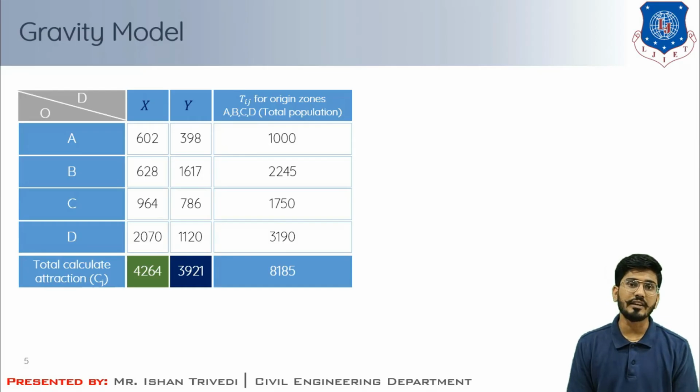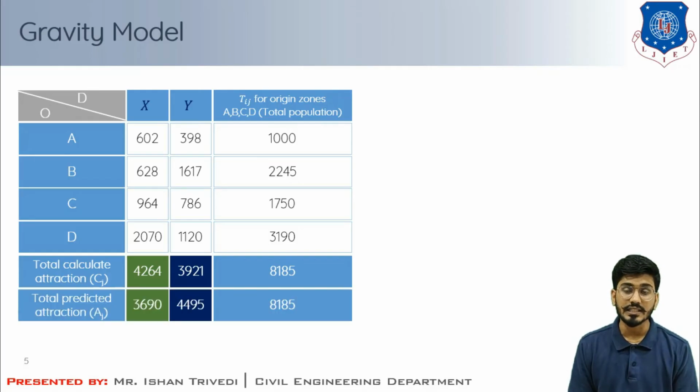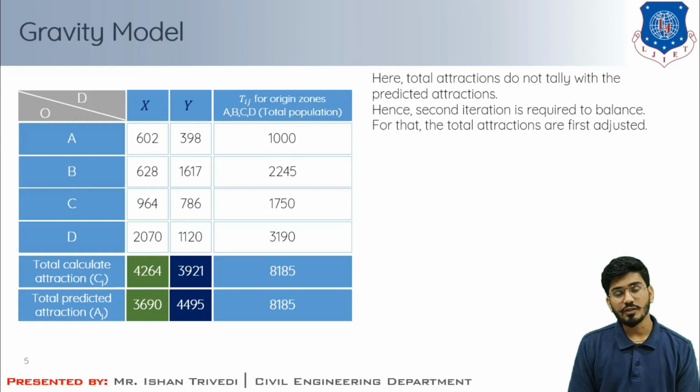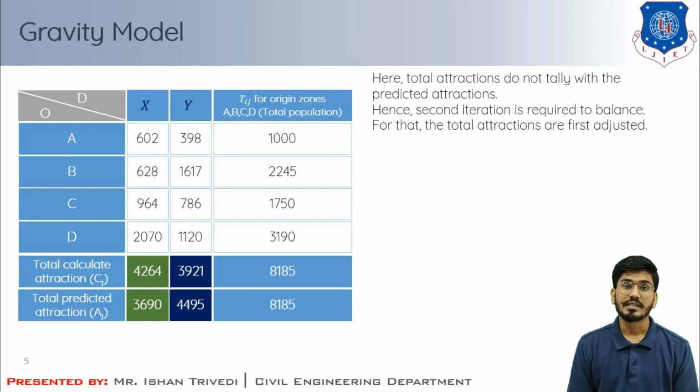But what are the predicted values that we are looking for? What are our desired values for X and Y industries? Our predicted values for X and Y industry are 3690 and 4495. That is our attraction. But do these values match each other? No. Here the total attraction does not tally with the predicted attraction, and hence we require a second iteration. By balancing those attraction factors, we can compute our second iteration.